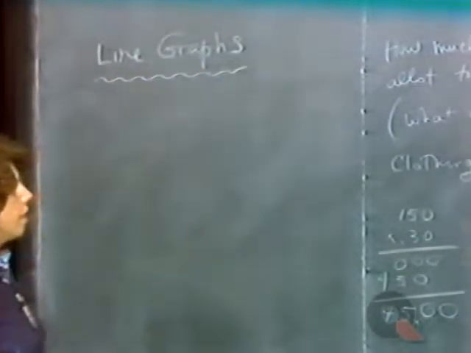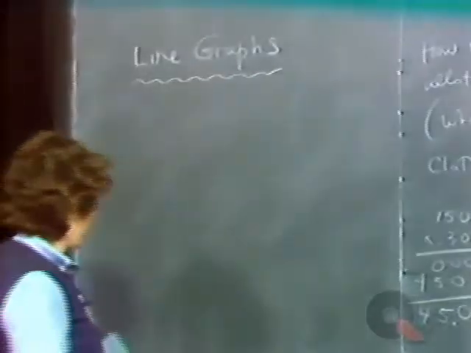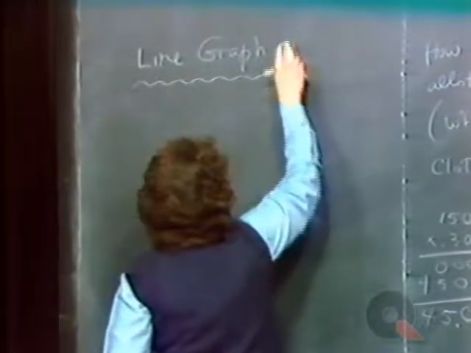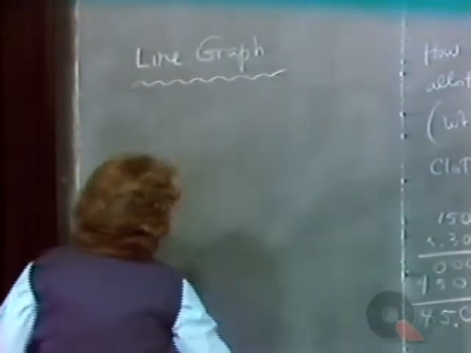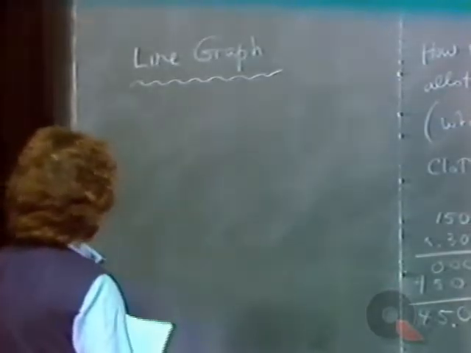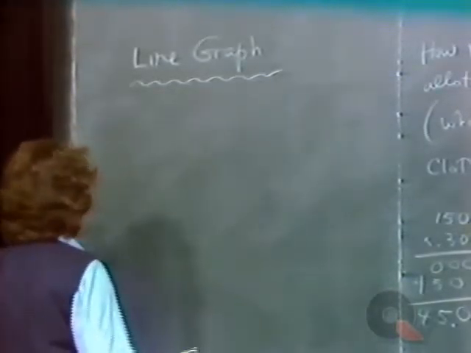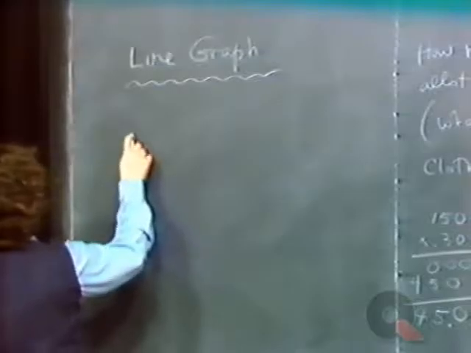The last kind of graph that you might see on the assessment test is a line graph. And we've already studied bar graphs and circle graphs. Now a line graph. Okay, let me try to draw one for you.